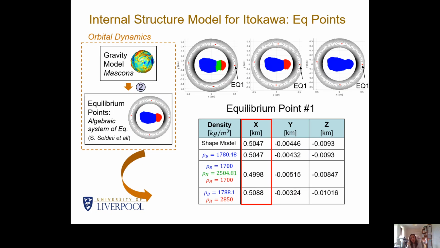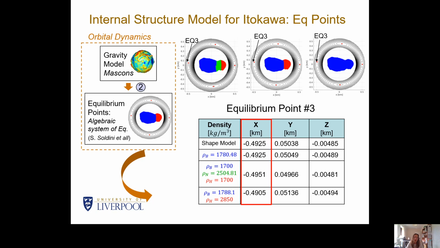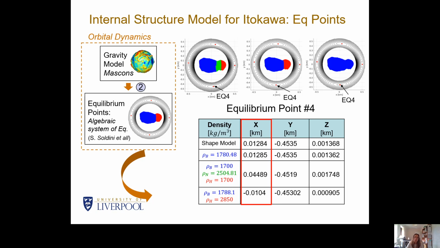But also, if we check the equilibrium points, we notice a meter of difference in the x component. So there exists a set of unique equilibrium points for each internal structure. It is not like for the Stokes coefficients, where we can have different internal structures that provide the same Stokes coefficients. The equilibrium points are quite unique, so they should actually be associated to one internal structure at a time. So being able to measure those points could be quite interesting.